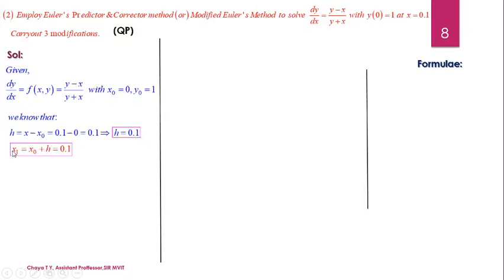Then we are very well known with the expression for x1. What is x1 defined as? It is x naught plus h. So substitute for x naught and h from the given notation. We are going to get x1 as 0.1. Now let us find the value of y using the Euler's formula.